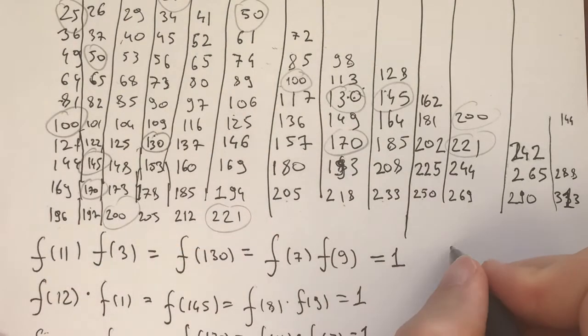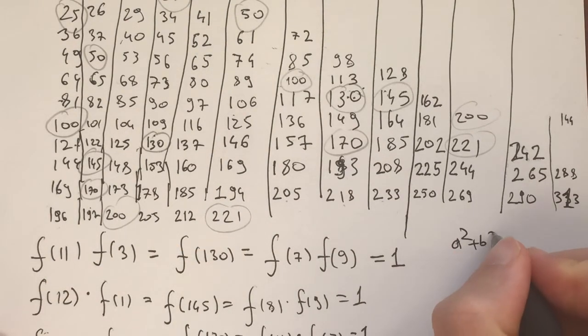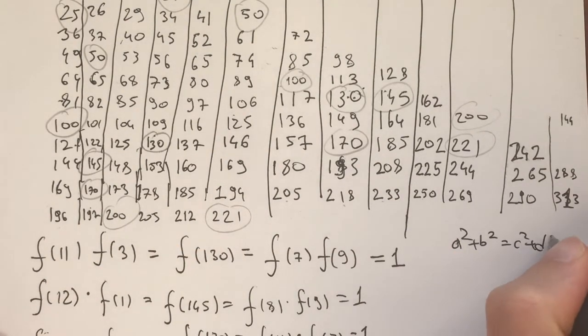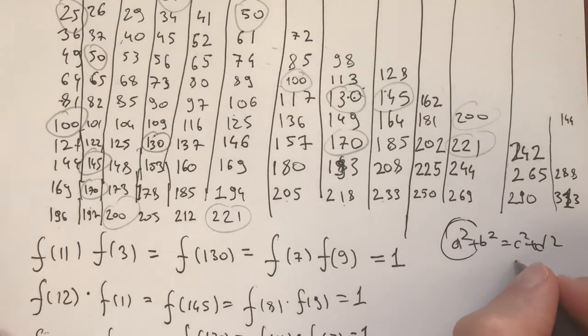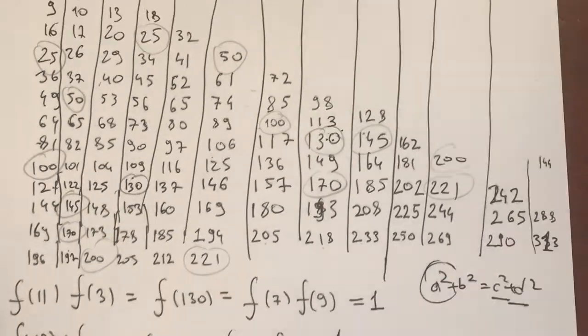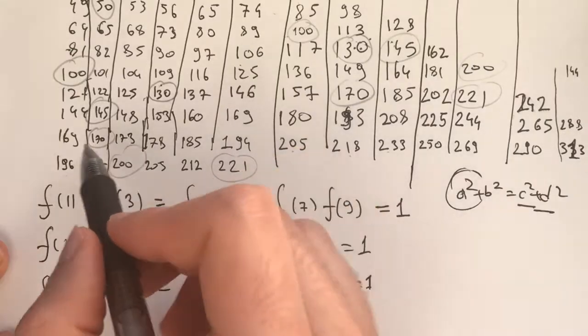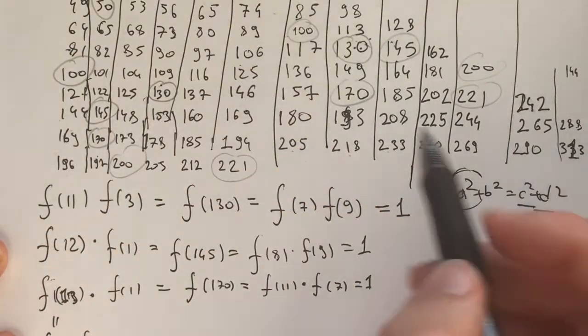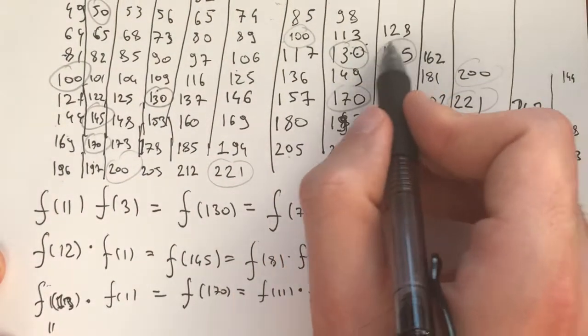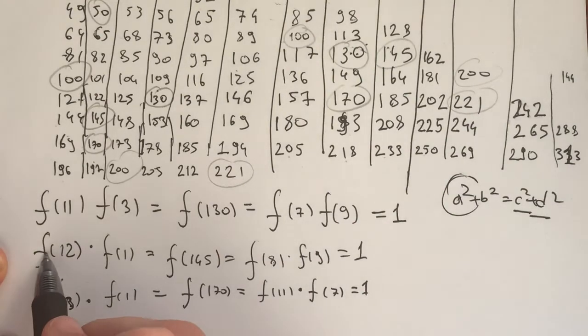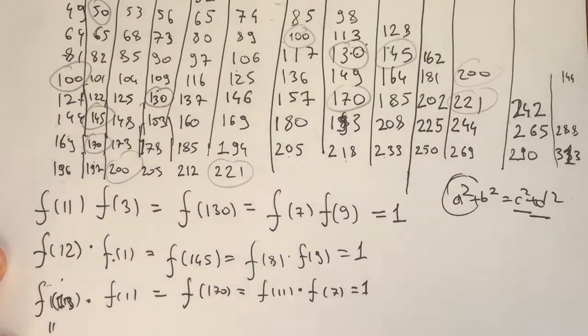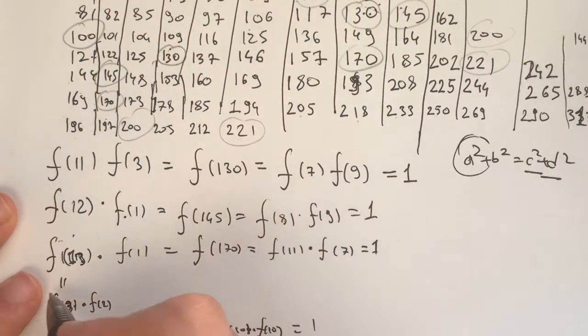And this now I got because a squared plus b squared was equal to c squared plus d squared, where a was the number I needed, and c and d were smaller numbers. Now with 12, I did a similar thing, like I just filled this up. I got 145 matching here. And so I had f of 12 times f of 1 is equal to f of 145 is f of 8 times f of 9. And this is 1.